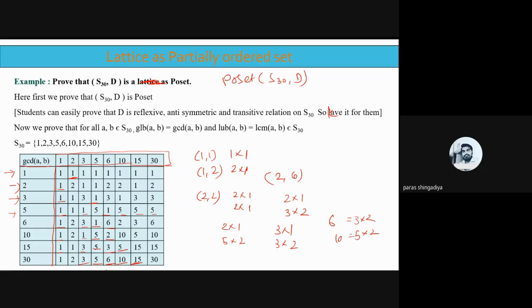So is there any doubt in this table to anyone? How we can calculate GCD of two numbers? Is there any doubt to anyone right now?